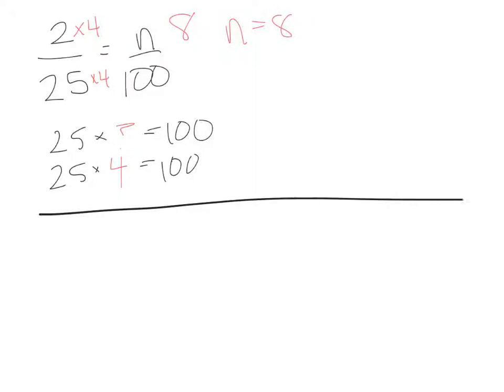Let's try one more, just to make sure we're good on this. We have 3 over 5 is equal to r over 10. How do we know what r is? Well, 5 times 2 gives us 10, and whatever we do to the bottom, we have to do to the top. So r is equal to 6.